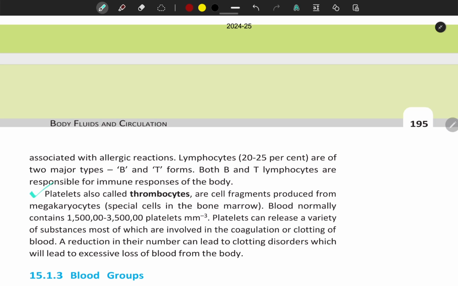Platelets, also called thrombocytes, are cell fragments and produced from megakaryocytes, special cells in the bone marrow. Blood normally contains 1,50,000 to 3,50,000 platelets per mm cube. Platelets can release a variety of substances, most of which are involved in the coagulation or clotting of blood. A reduction in their number can lead to clotting disorders, which will lead to excessive loss of blood from the body.